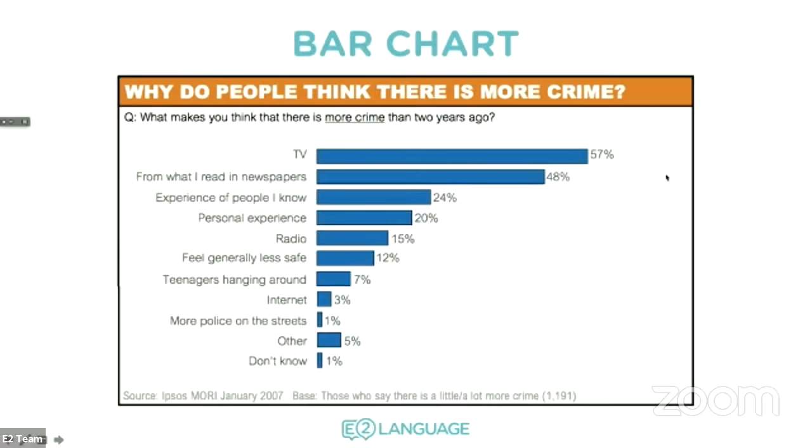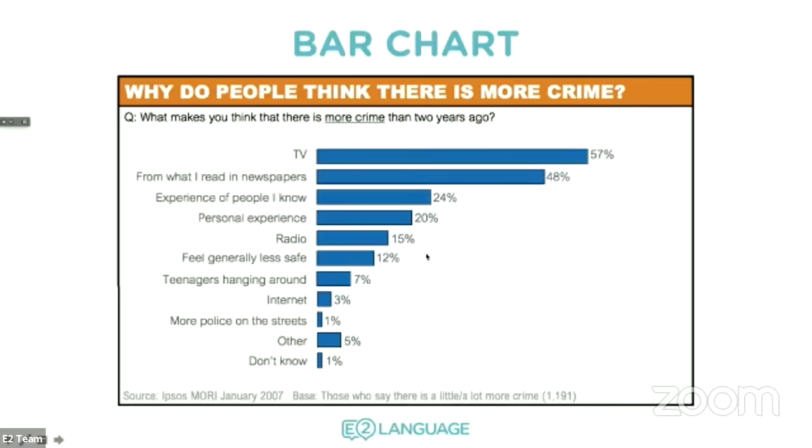Let's try that. TV accounts for 57% of the reasons why people think there is so much crime. Newspapers, by contrast, are about 10% less. Radio, surprisingly, is only 15%, and the internet accounts for just 3% of the reasons why people think there is so much crime. "Accounts for," that's a nice way to do it. TV accounts for about 57%.